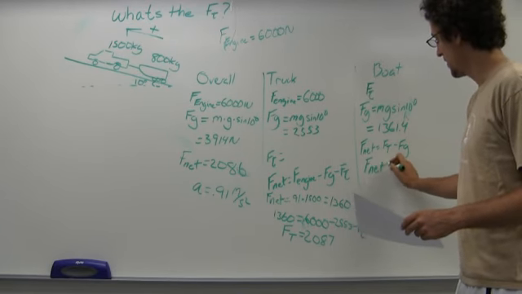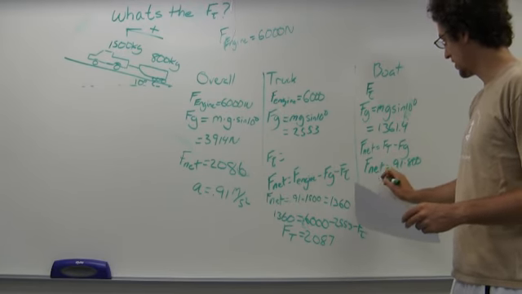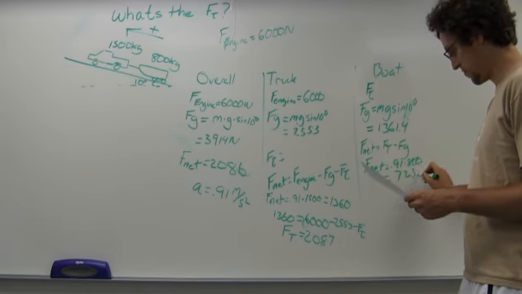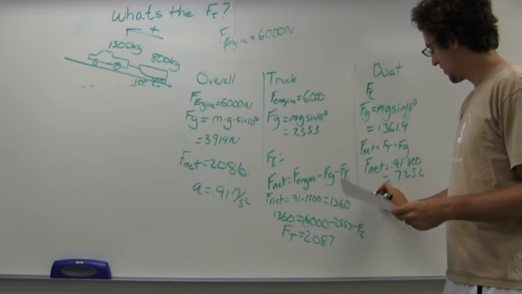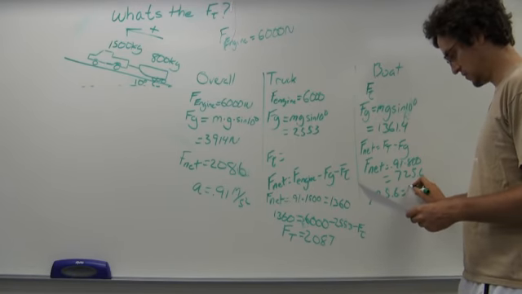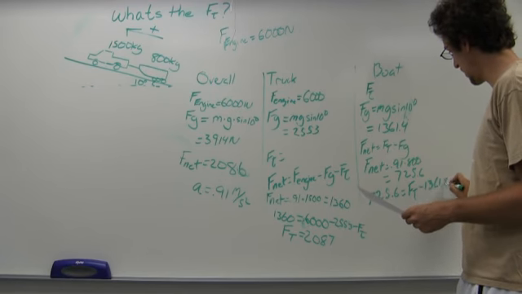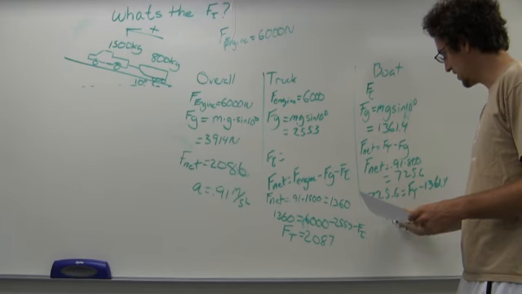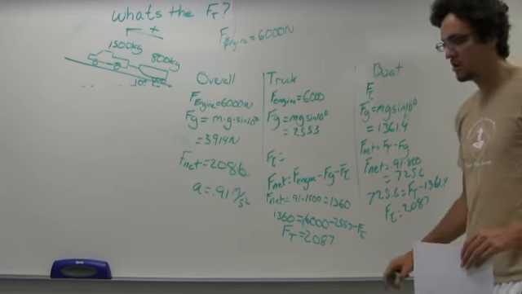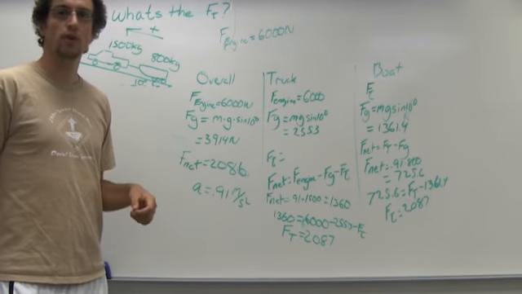Fnet equals 0.91 times 800, and that comes out to be 725.6. We can plug into our equation: 725.6 equals Ft minus 1361.4. And that gives us Ft is equal to 2087. Exactly the same. So not only have we figured out what the tension force is, and therefore what the strength of the cable would have to be, we've also confirmed Newton's third law.